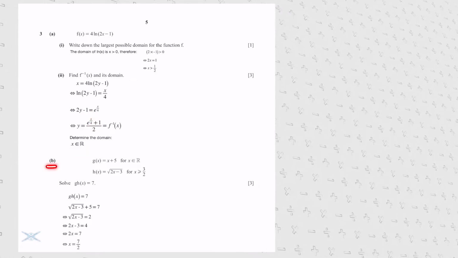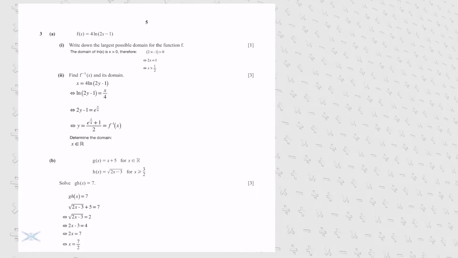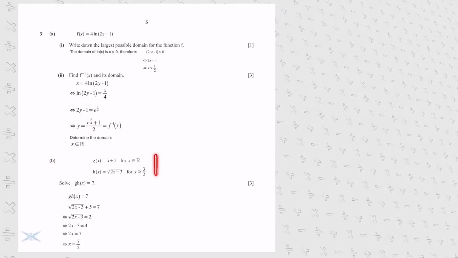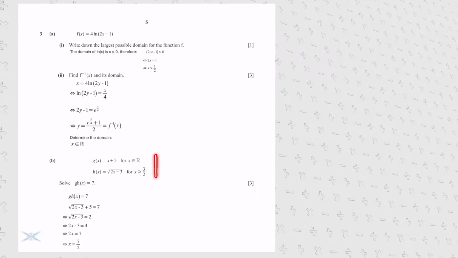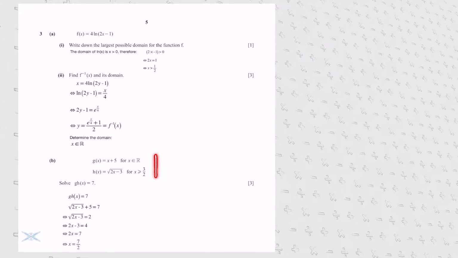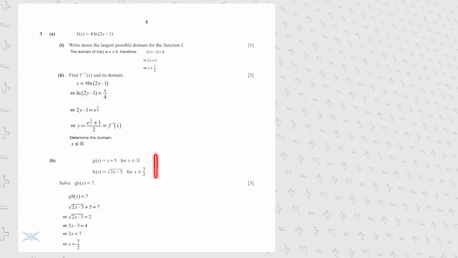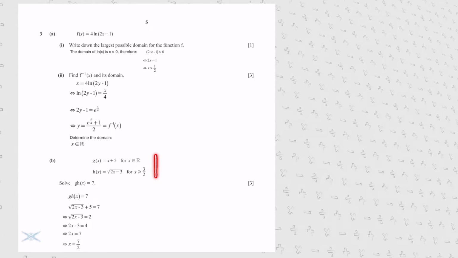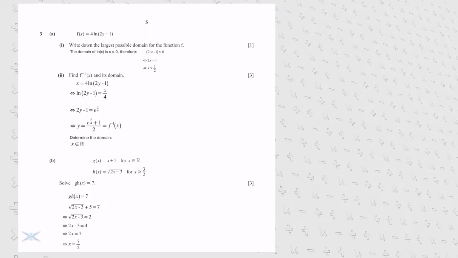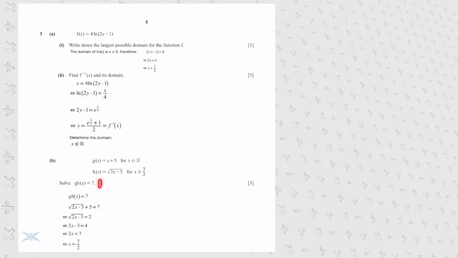In part B of exercise 3, we are provided with two functions, g and h. g of x equals x plus 5 for x being an element of the real numbers, and h of x equals the square root of the expression 2x minus 3 for all x's equal to or larger than 3 over 2. We are required to solve g of h of x equals 7.